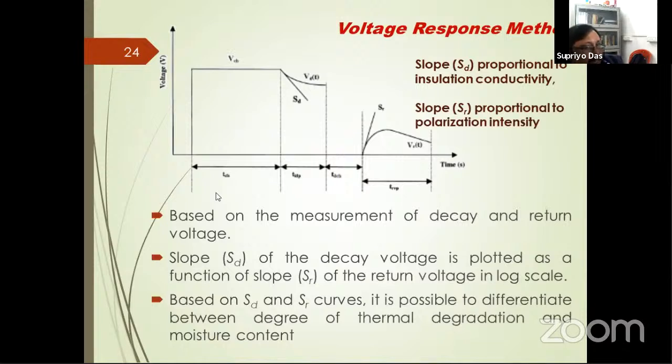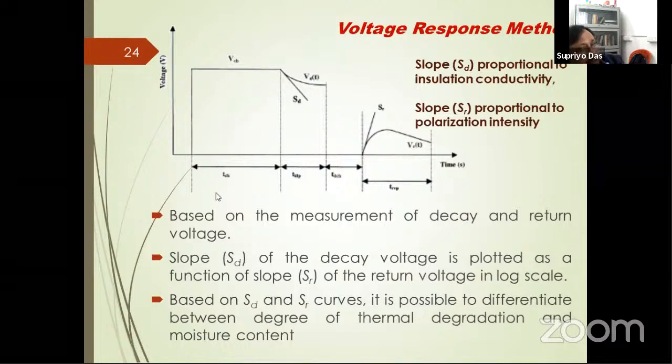Internal decay of the voltage means that once the material is charged, the supply is switched off and left for a short time so that the internal decay occurs. The slope associated with that decay voltage is SD, and that is proportional to insulation conductivity.